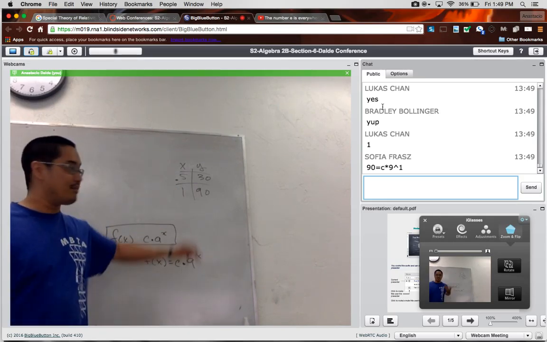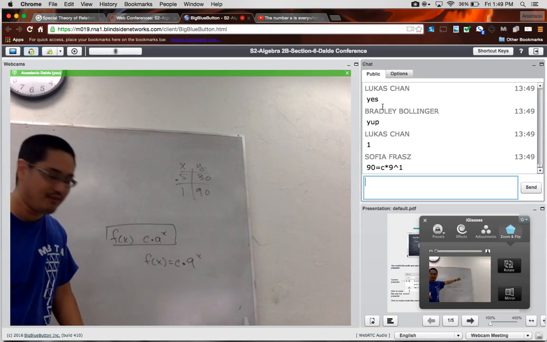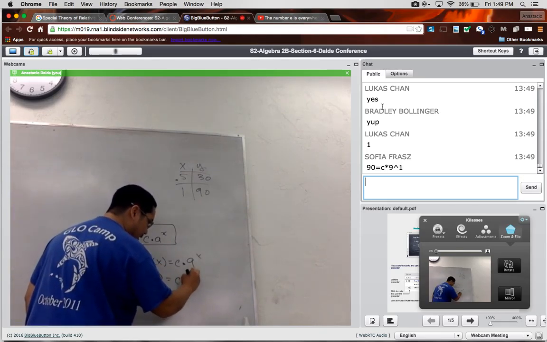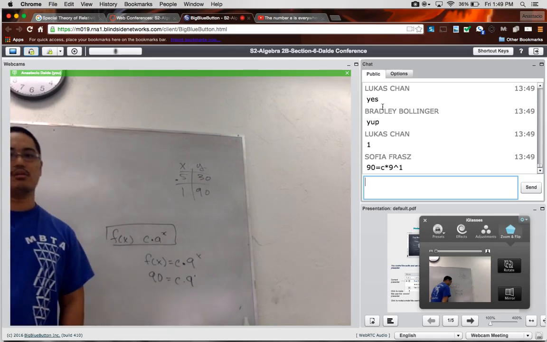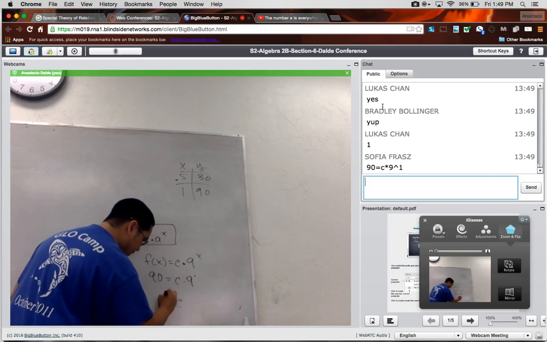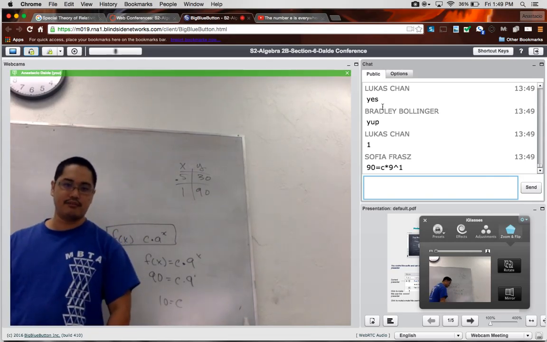In fact, to be honest with you, I'm going to choose this one right here. In fact, I love the way Sophia put it. Let's do 90 equals C times 9 to the 1 power. 9 to the 1 power is 9, so C is equal to 10. Any questions, comments, vomits, etc.?